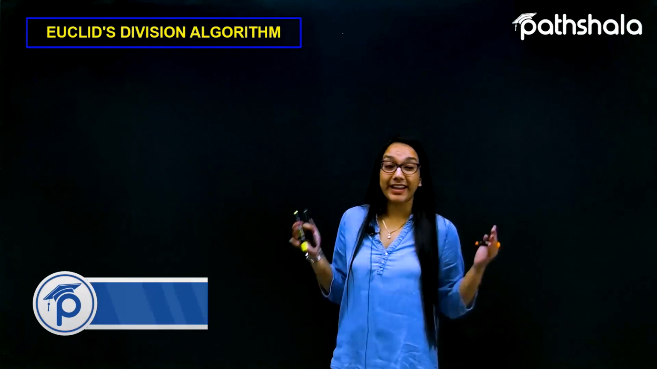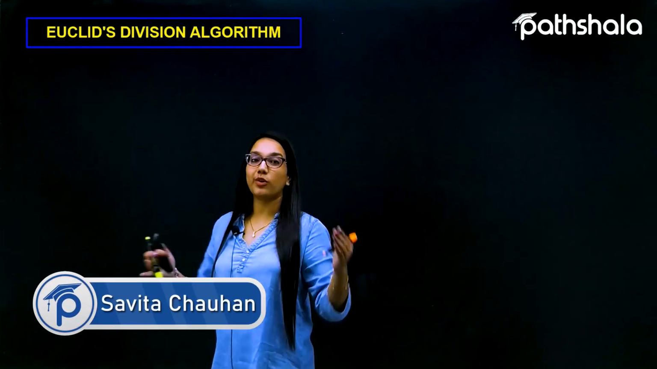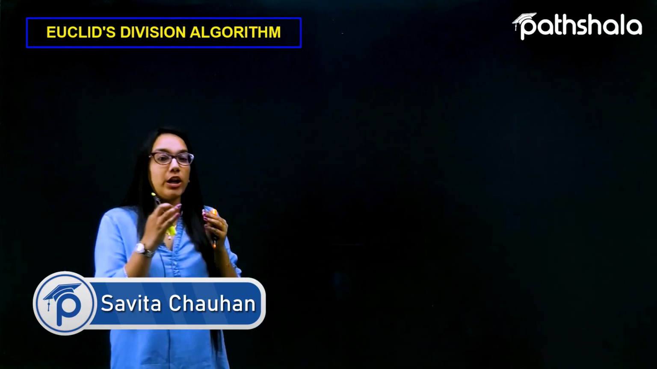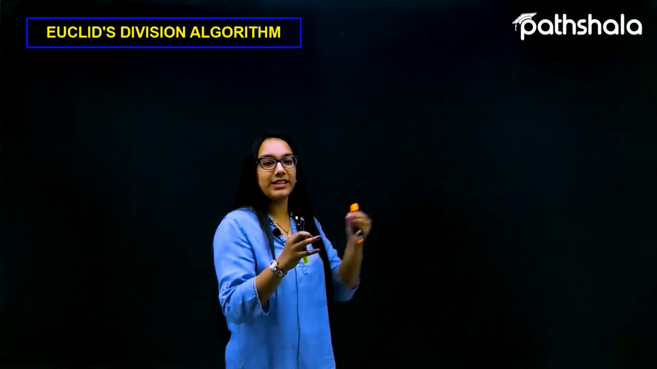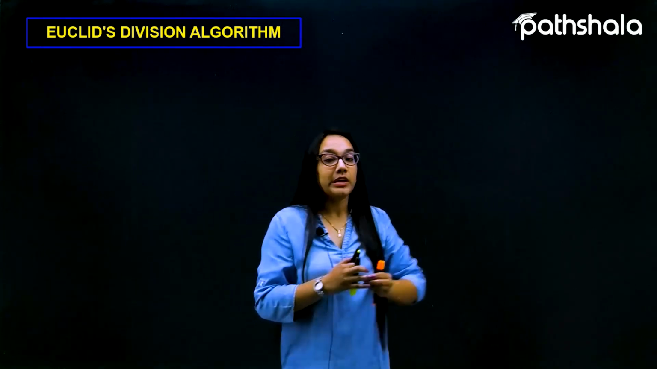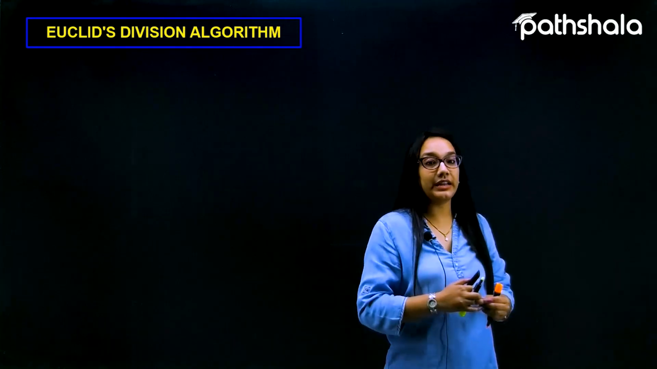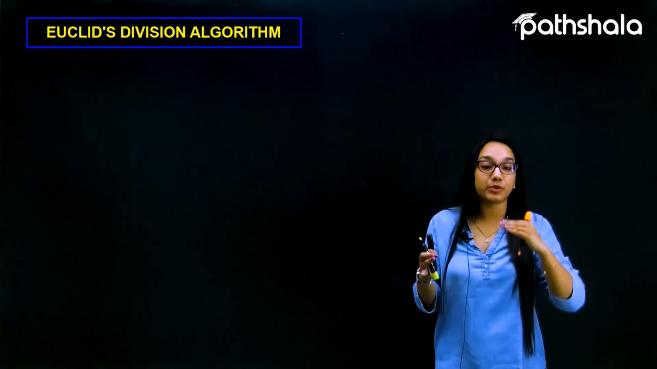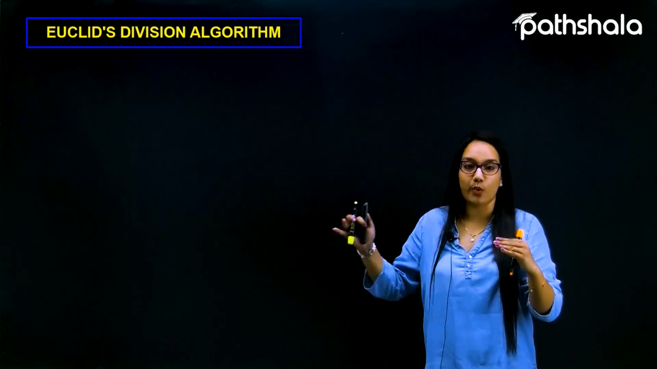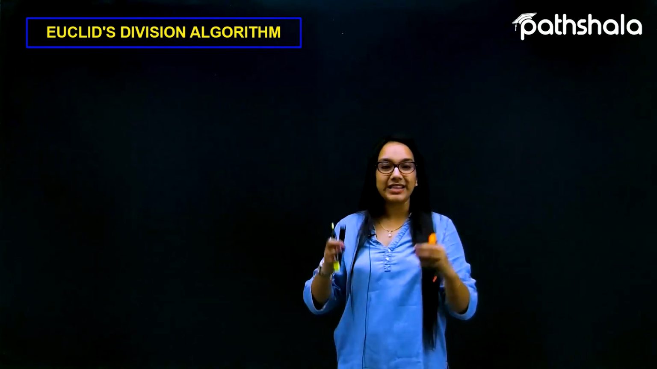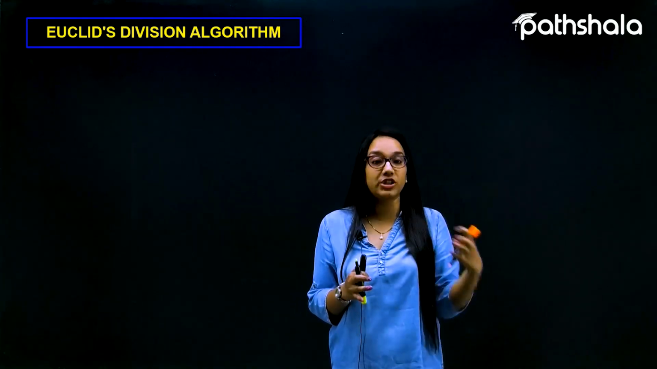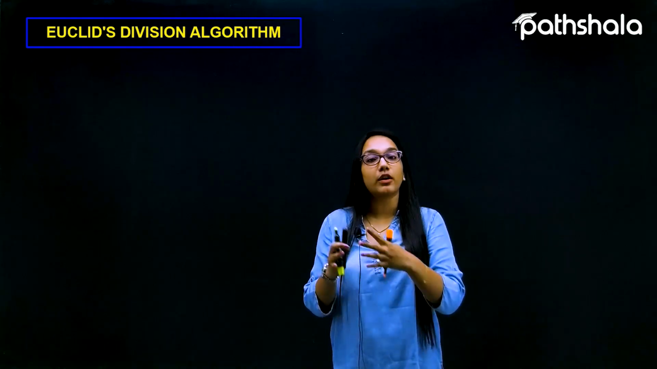Let's just start with a very interesting topic, which is called Euclid's division algorithm. But first of all, let's discuss what the meaning of algorithm is. What is the meaning of algorithm? An algorithm is basically a series of steps which we can follow in order to solve any particular question. So algorithm means a particular series of steps, or it provides us a procedure to solve a particular question.